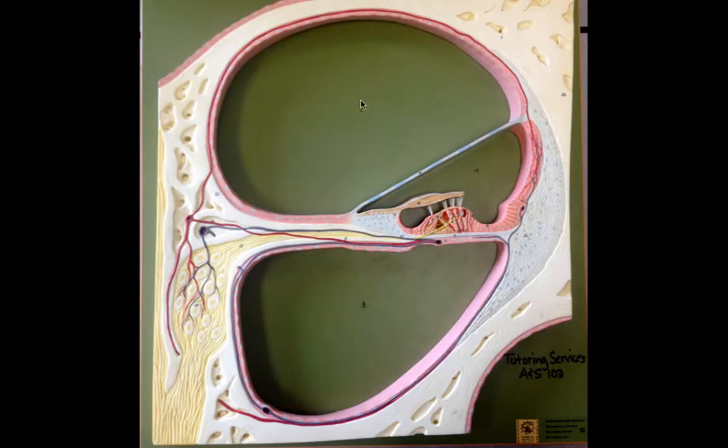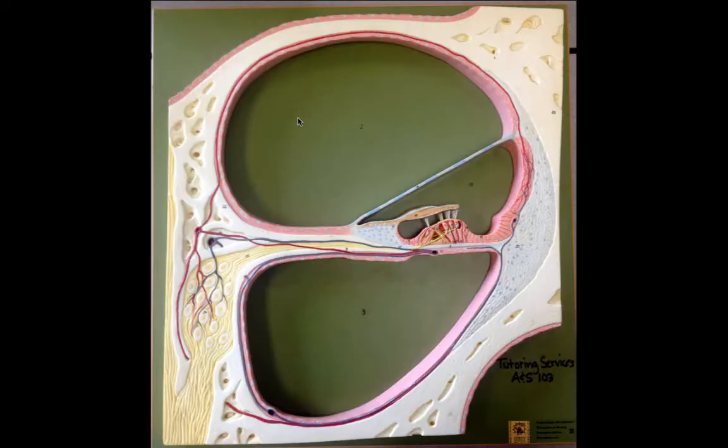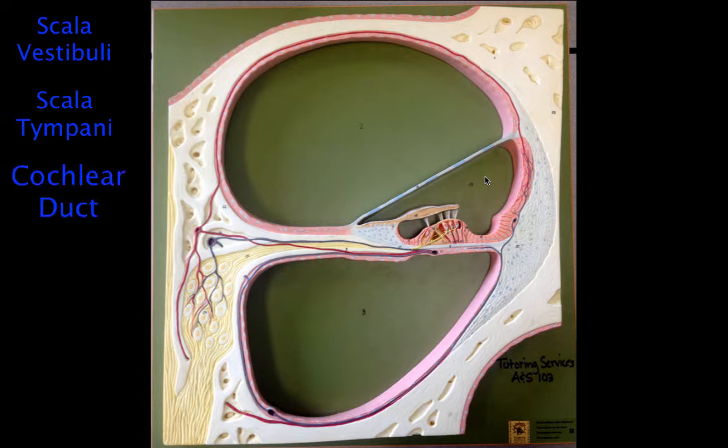Moving on into the cochlea, which again, we just took a slice right here and we're looking at this region. What is this area called? That's going to be known as the scala vestibuli. What would this region be called? That's going to be the scala tympani. What would this region be called? That's going to be the cochlear duct.